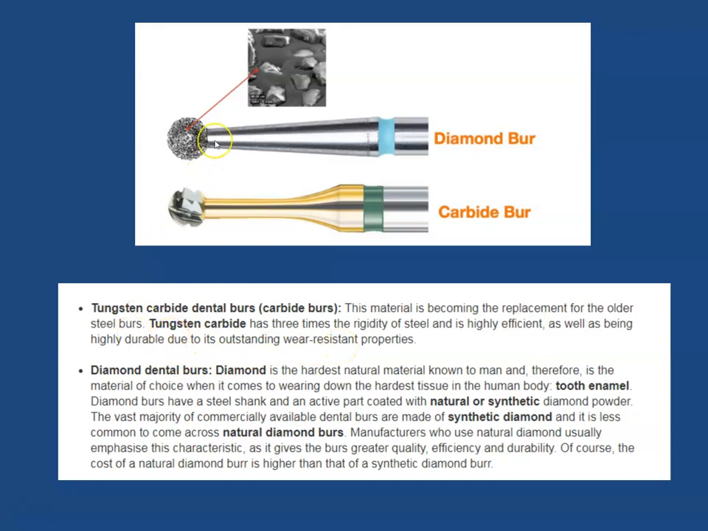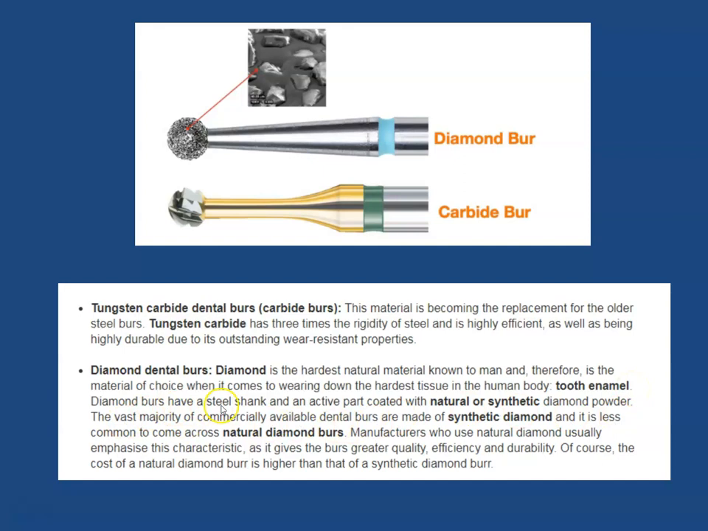And the other type of material could be diamond, and diamond is the hardest natural material known to man, and therefore the material of choice when it comes to wearing down the hardest tissue in the human body, which is tooth enamel, or the outer layer of teeth.